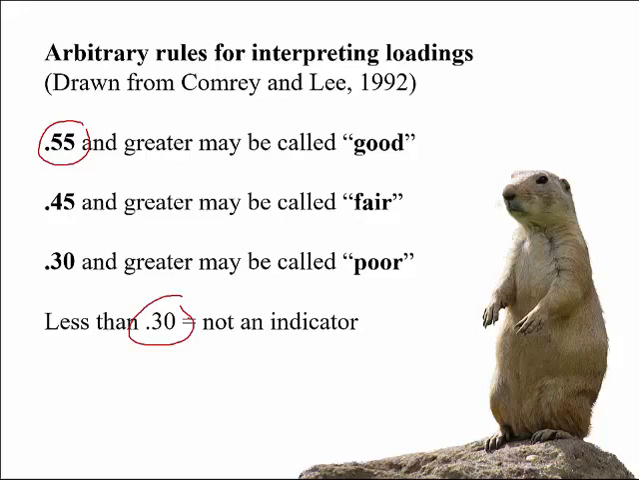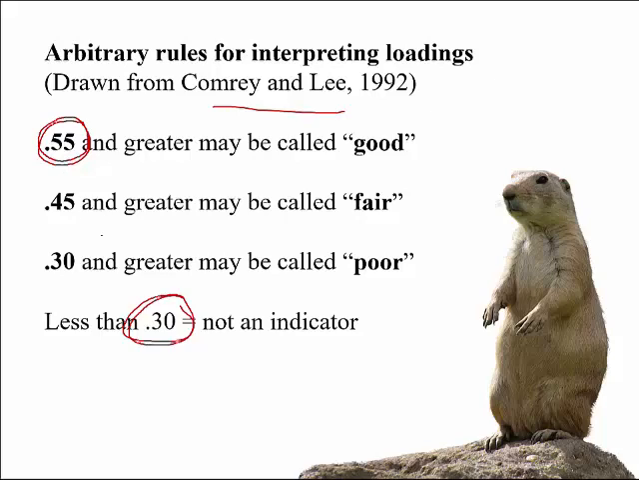So again, if we're going to try to find some kind of arbitrary guideline to follow, this would be the best one I would suggest, drawing from the Comrie and Lee article. We'll say each item will have a loading of at least 0.55 or greater on one and only one factor, and that item will load less than 0.3 on all the other factors. And if that's true for all the items on an assessment instrument or all the items on a questionnaire, then we could say we have a good, clean, simple solution.